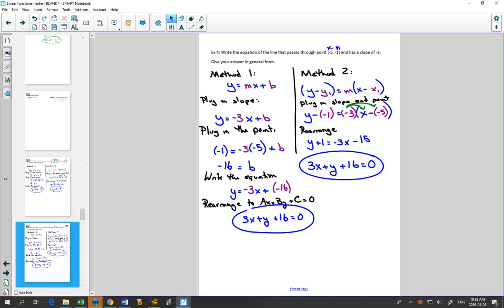All right, so there are 2 more there for you to try, and then if you finish them early, you can start worksheet number 7. Once you get your answer, you can check with me.